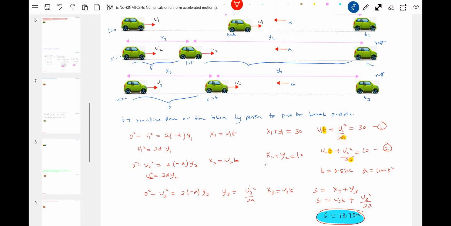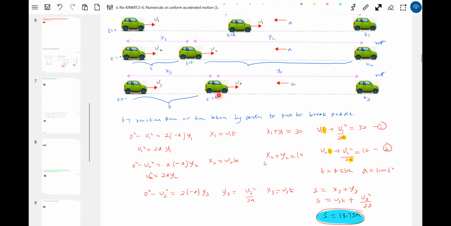What is this reaction time? I think this problem is very important. If you take alcohol, then definitely if a driver takes alcohol, the reaction time will increase. This is very dangerous. Then you will take more time to press the brake pedal.